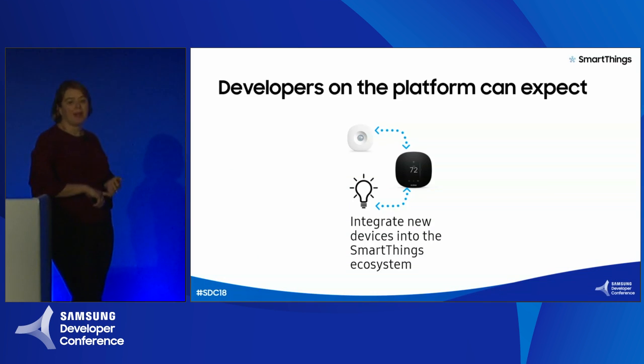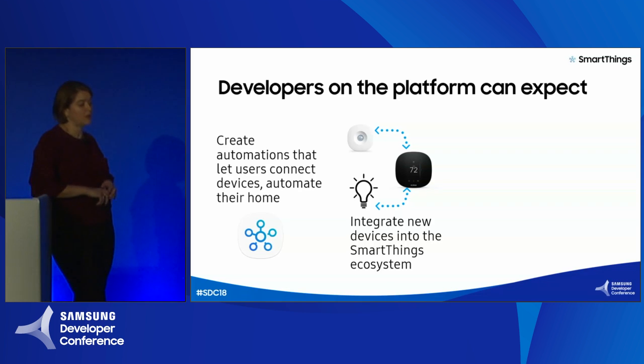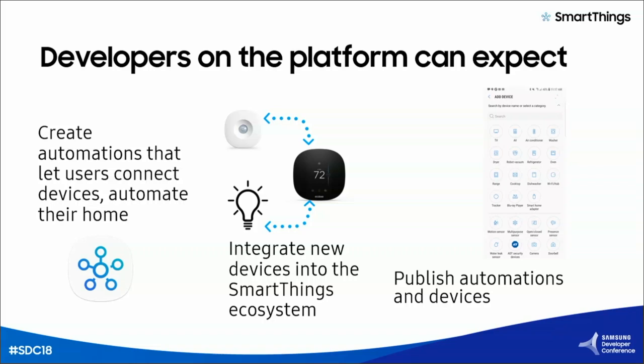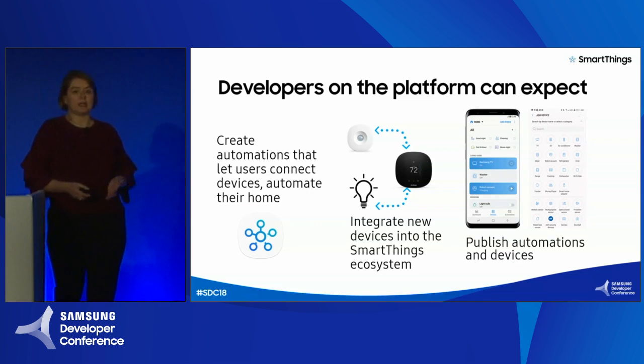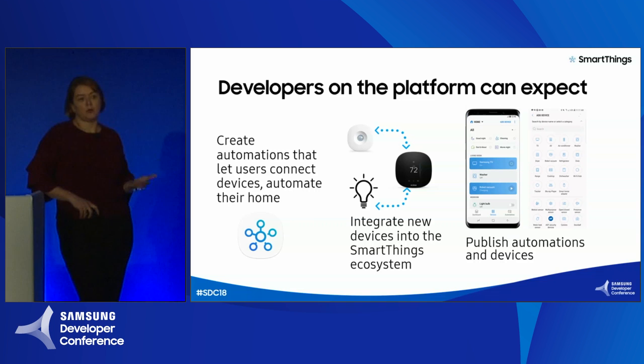So as a developer on the platform, what can you expect? The ability to integrate new devices into the SmartThings ecosystem. The ability to create automations that let users connect devices and automate their homes. And the ability to publish automations and devices. What we're looking at is inside the mobile app, right? We have the catalogs and the mobile apps that provide a unified place that the users can go to really experience a smart home. Why this is important for you is that it gives you the ability to create new solutions, new offerings, all within this single platform.